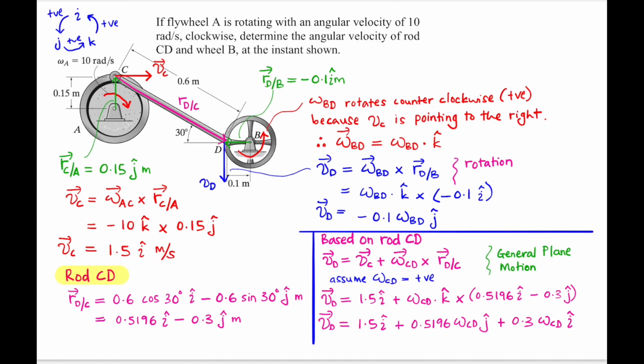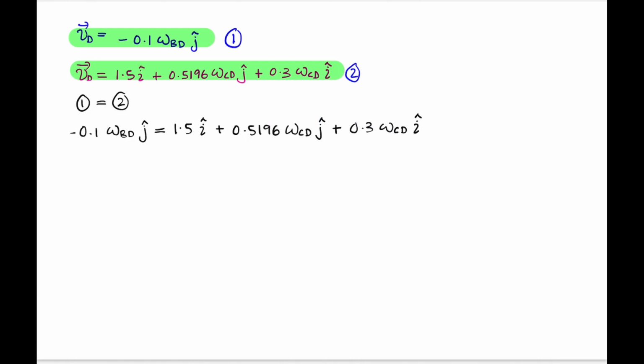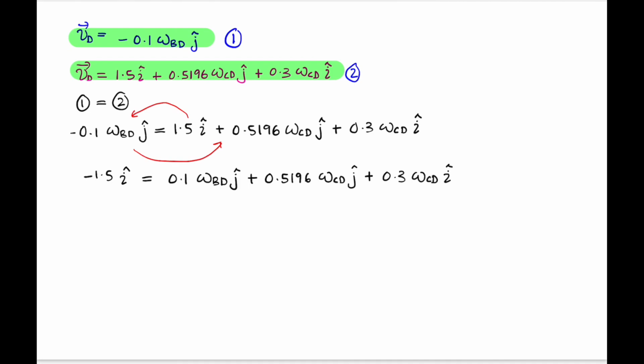Now if you notice, we have two equations that represent VD. So what we're going to do is basically solve these two equations. We make equation 1 equal to equation 2. Rearrange those with variables on one side, those without variables on the other side. Then you group the equations into I and J components.